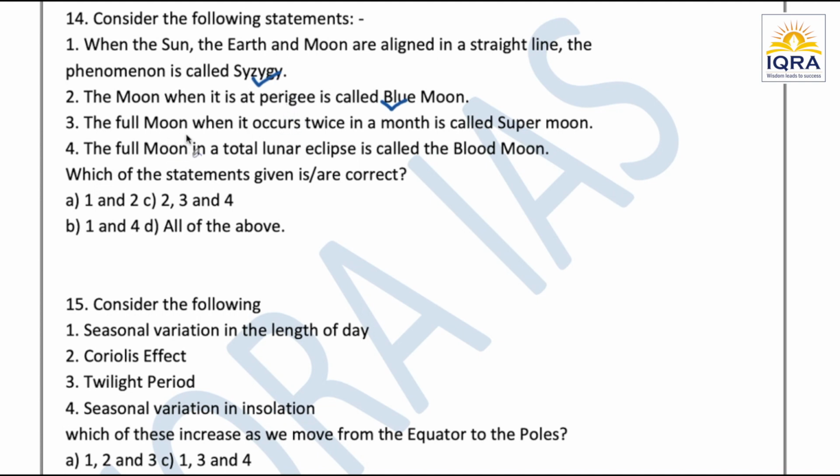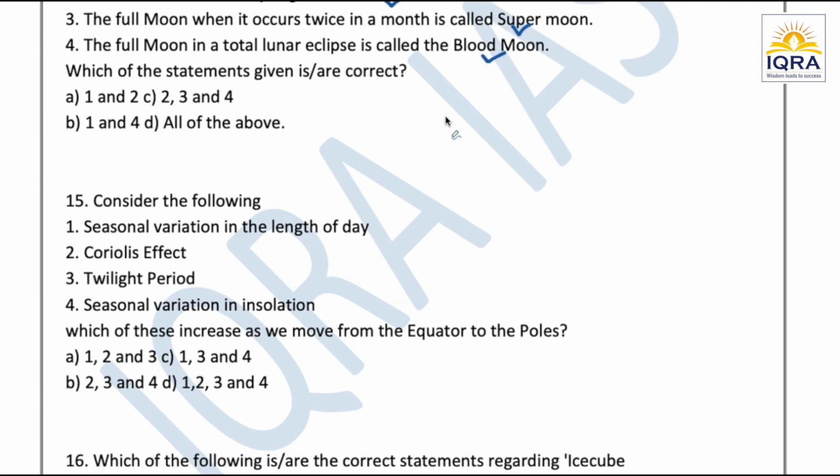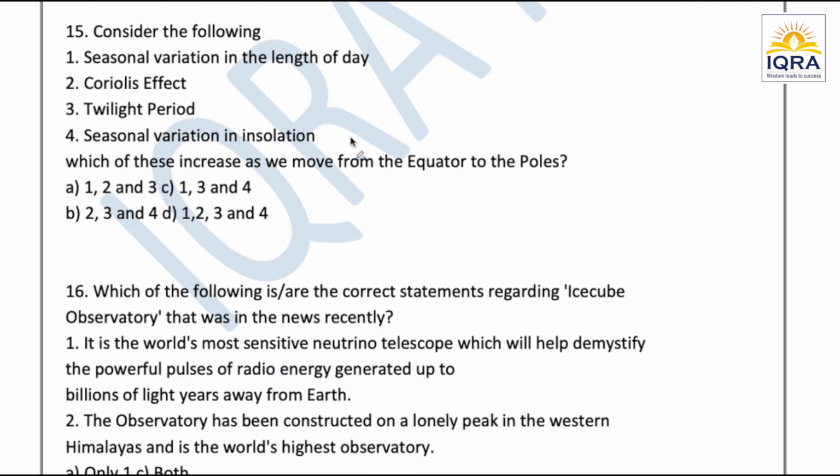Third statement says that the full moon when it occurs twice in a month is called supermoon. This is also incorrect, because the supermoon happens when a full moon is closest to the earth, that is at perigee, which means these two statements have been interchanged. The fourth statement says the full moon in a total lunar eclipse is called blood moon. Yes, correct. This is the correct statement. Hence option B, that is 1 and 4 is the correct answer.